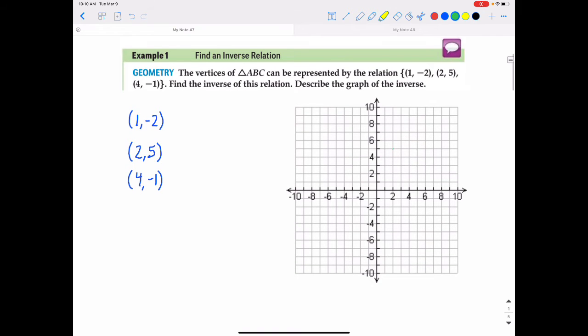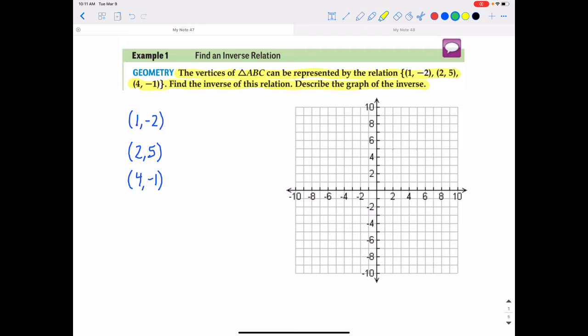So inverses and their functions have some special characteristics. On this one, it says that we're going to use the vertices of triangle ABC can be represented by the relation 1, -2, 2, 5, and 4, -1. Find the inverse of this relation. Describe the graph of the inverse.